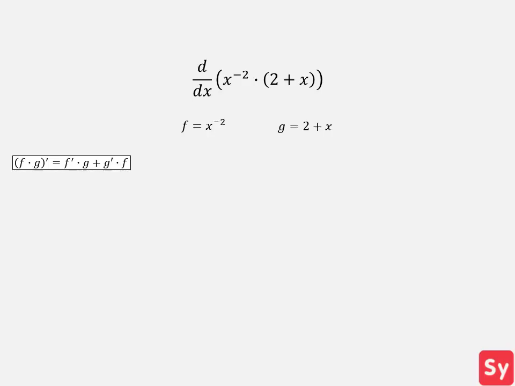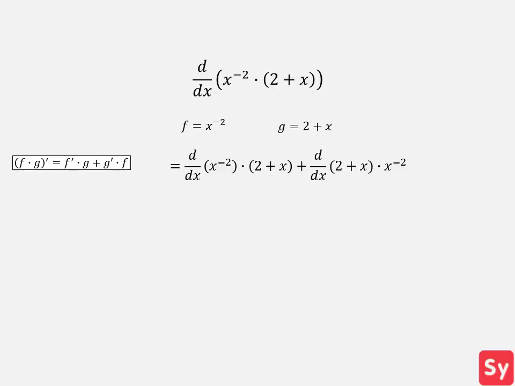Next example, we want to compute the derivative of x to the negative 2 times 2 plus x. We see that we are taking the derivative of two functions multiplied together, f and g, where f is equal to x to the negative 2 and g is equal to 2 plus x. So we can use the product rule. This equals the derivative of x to the negative 2 times 2 plus x, plus the derivative of 2 plus x times x to the negative 2.